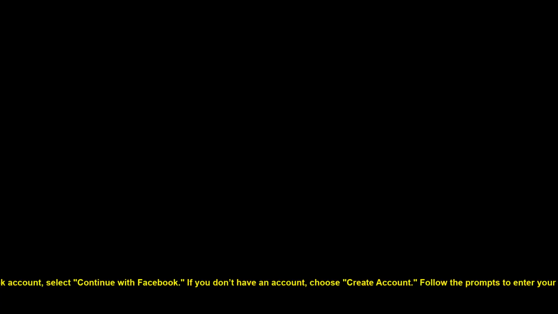To register with Meta Business Suite for Ads Income, start by opening your preferred web browser. Navigate to the Meta Business Suite website. Click on the Sign Up button, usually found at the top right corner of the page. If you already have a Facebook account, select Continue with Facebook. If you don't have an account, choose Create Account.